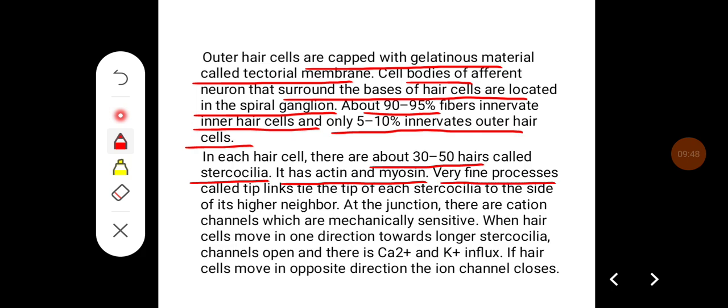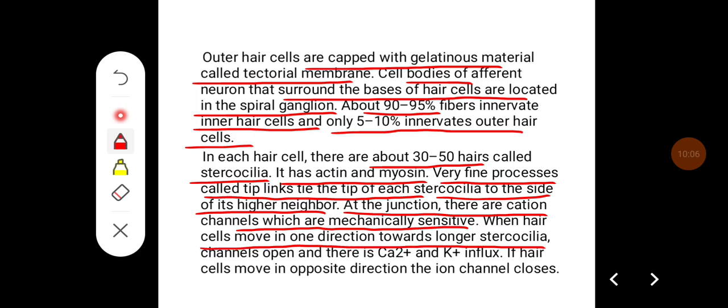Very fine processes called tip links tie the tip of each stereocilium to the side of its higher neighbor. At the junction, there are cation channels which are mechanically sensitive. When hair cells move in one direction towards the longer stereocilia, channels open up and there is an influx of potassium and calcium. If the cells move in the opposite direction, the ion channel closes.